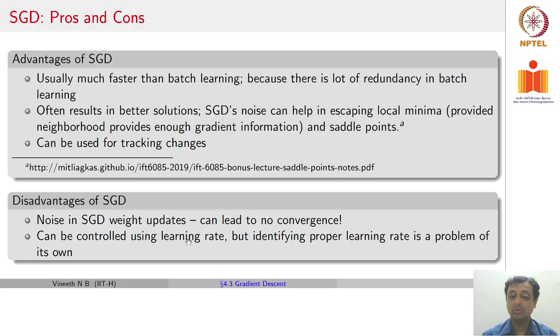This can also be controlled using the learning rate. If the gradient is noisy, don't use a high learning rate. So it can also be controlled using a learning rate, but then identifying a proper learning rate can be a problem of its own. And that's the problem we're going to talk about next.